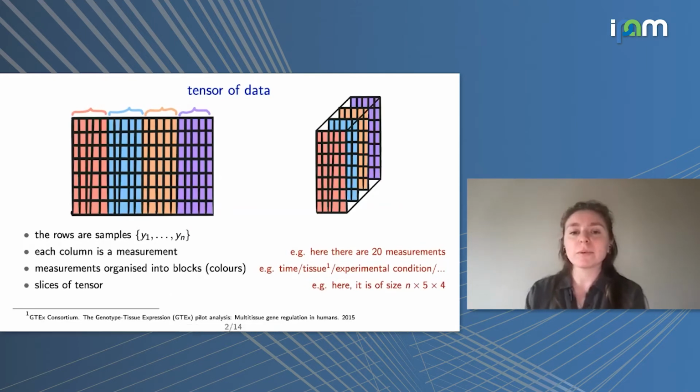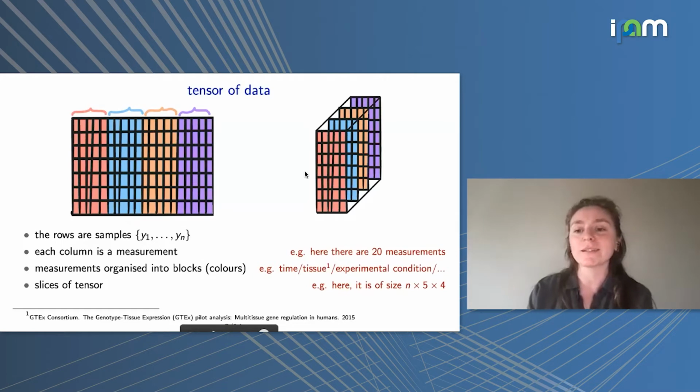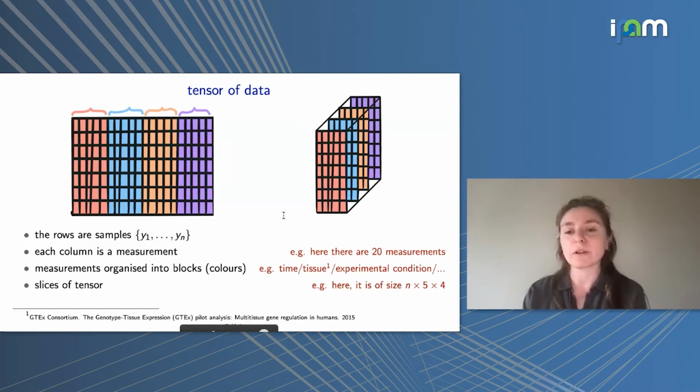Okay, and then we can think of this data, instead of in this flattened form with the blocks of different colors, as each color or each block being a slice of a tensor. So here's the corresponding tensor here. Each entry of the tensor is some data measurement, and here we've still got n samples, and we have 5 measurements across 4 different blocks. So this is an n by 5 by 4 tensor.